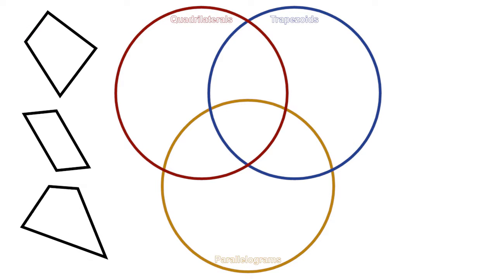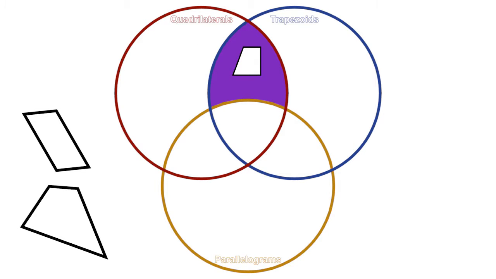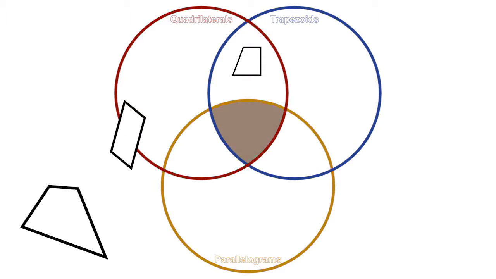Let's place the shapes into each of the circles according to their attributes. The first shape has 4 sides and at least one set of parallel sides, so it is a quadrilateral and a trapezoid, so it will be placed in the overlap between the quadrilateral and trapezoid. The next shape has 4 sides and it has 2 sets of parallel sides. This shape is a quadrilateral, a trapezoid, and a parallelogram, so it will go in the overlap or center of all the circles.